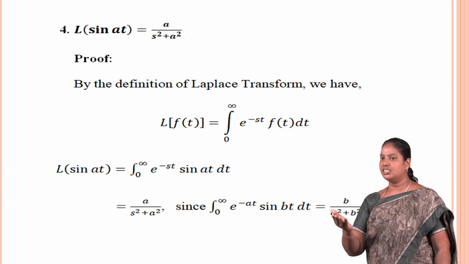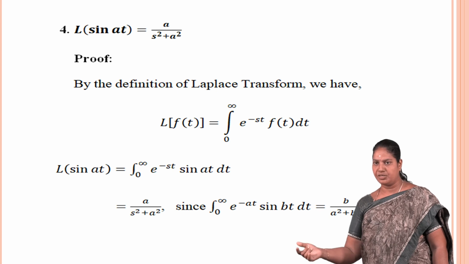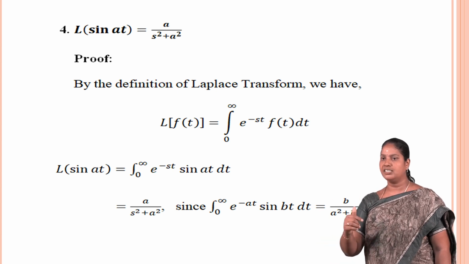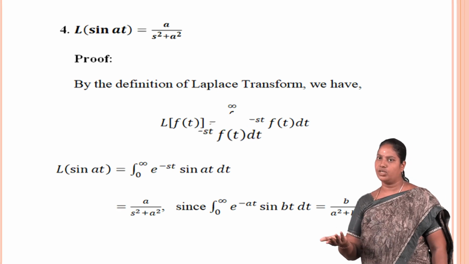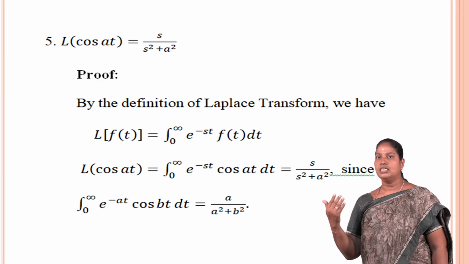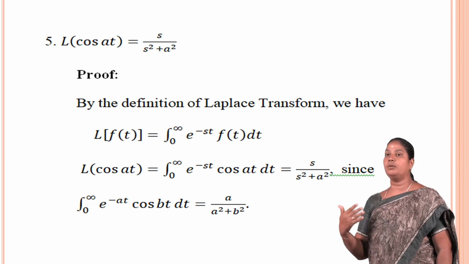In general, the formula is integral 0 to infinity e power minus at sin bt dt, which is nothing but b divided by a square plus b square. Here a is nothing but s, and b is nothing but a. So the formula becomes a by s square plus a square. Next we move to the calculation of L of cos at. It is nothing but s divided by s square plus a square.